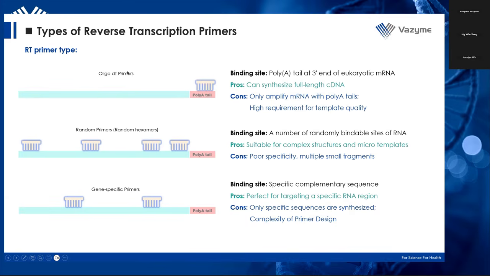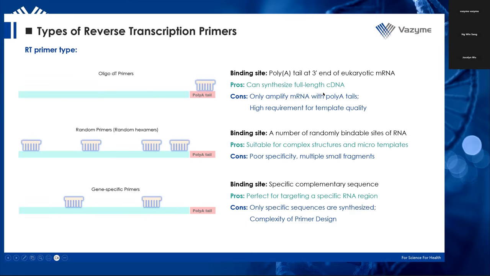So the oligo-dT primers bind specifically to the A tail. Why? Because T binds to A. If you remember your ATCG, T binds to A. So this is where it binds. The binding site is at the 3' end of the eukaryotic mRNA, and it can synthesize full-length cDNA. So when the RNA is converted into cDNA with the oligo-dT primer, it can synthesize the whole length of the RNA, which gives a full-length cDNA.